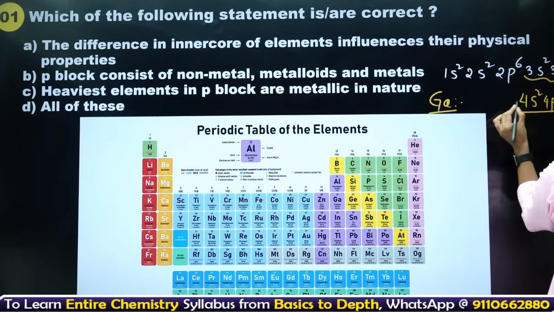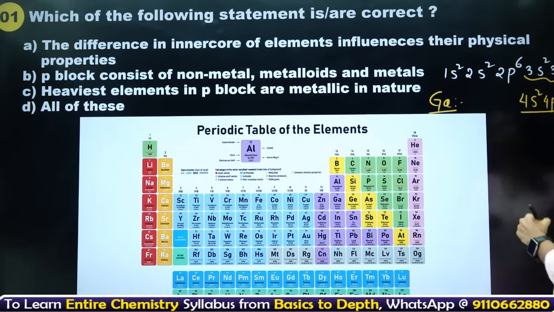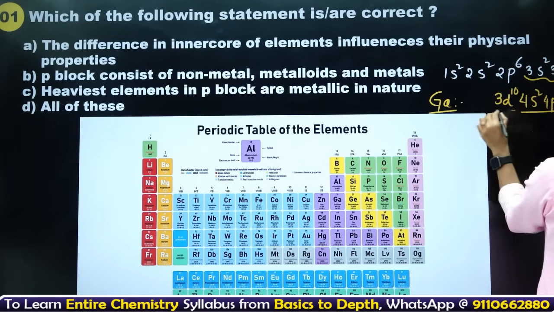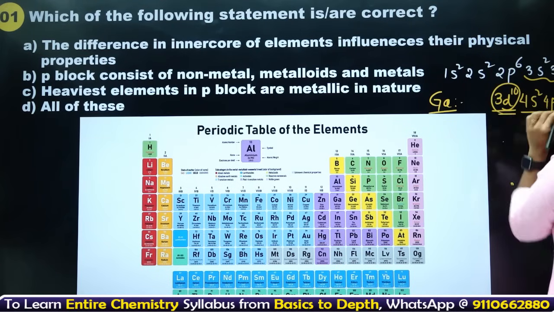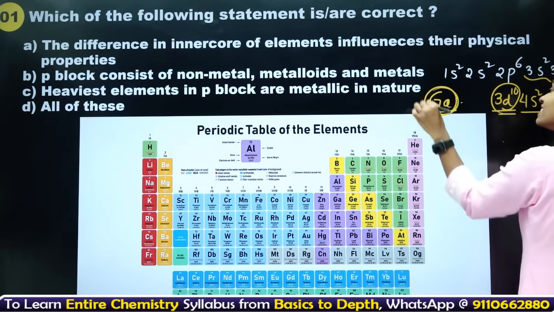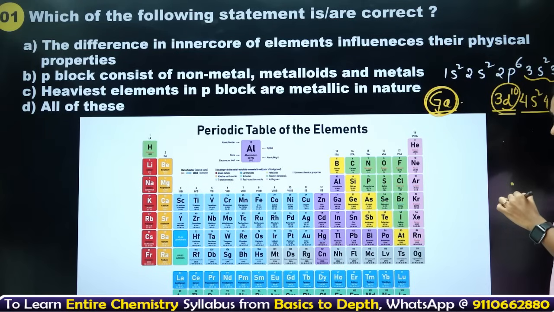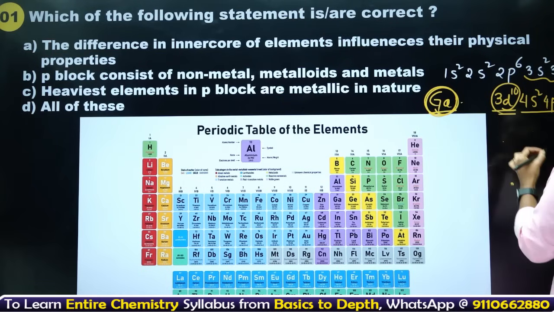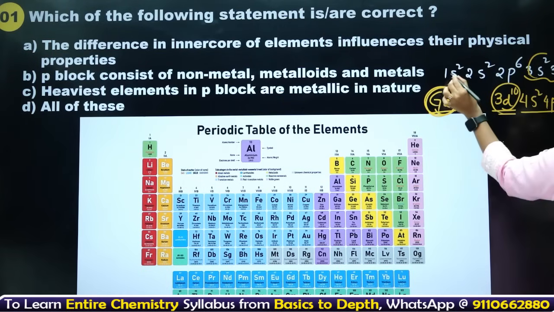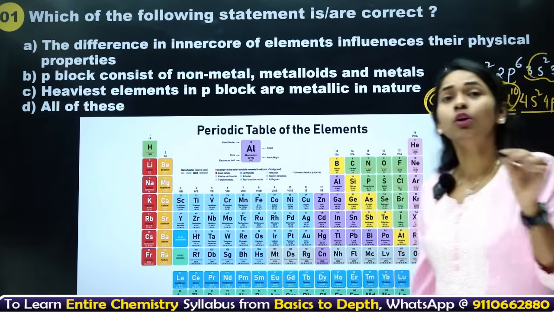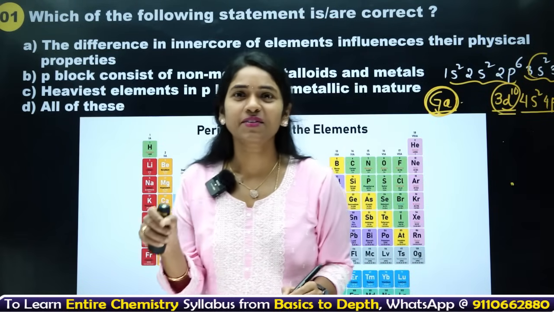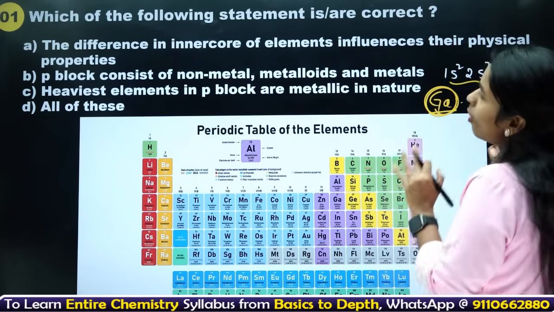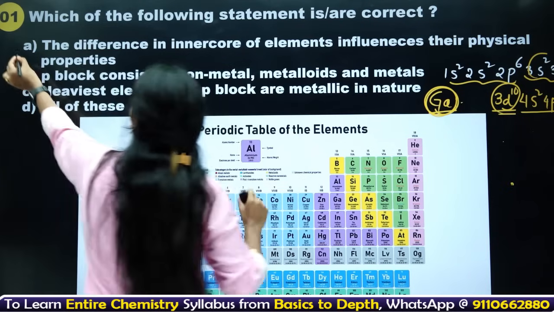Other than the valence shell, the remaining electrons are called core electrons. In gallium, 3d will be fully filled. Due to the presence of this fully filled 3d, its radius is smaller than aluminium. Later we will see why. So what I want to say is, other than valence electrons, the remaining electrons are called inner core electrons. These inner core electrons are responsible for the physical properties of the elements. This is a correct statement. Next.